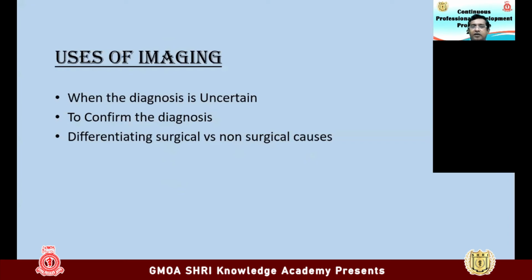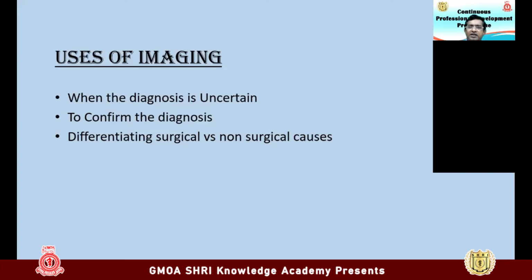The second set of investigations is imaging. So imaging is useful when we are uncertain about the situation. If we are certain, then we can plan the management properly. So if we are uncertain, or when we want to confirm the diagnosis which we had in our mind, or to differentiate the causes as surgical versus non-surgical, imaging is important.